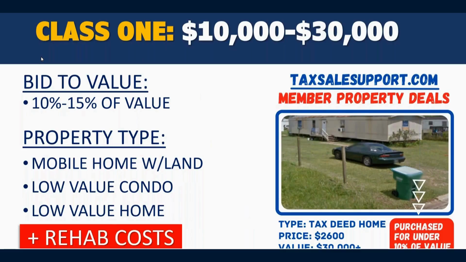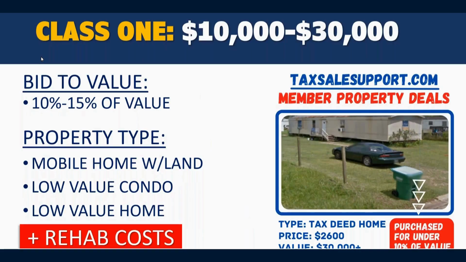So class 1 properties, those valued between $10,000 and $30,000, we're going to be paying about 10 to 15% of value on. Most of these are probably going to be mobile homes with land. If they're not, there could be homes in this price range. If you could get a condo in this range, it would be awesome. Condos are always good opportunities here. But yeah, lower valued homes.